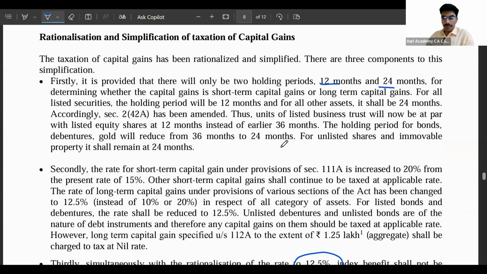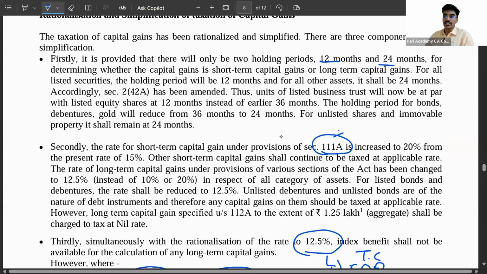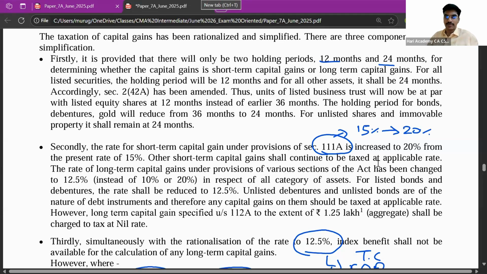Next change which has happened in capital gains is that the rate in 111A has been increased from 15% to 20%. So now if you see, 111A rate is going to be 20%, 112 rate is going to be 12.5%, 112A again it is going to be 12.5%. Wait, just let me write this down.